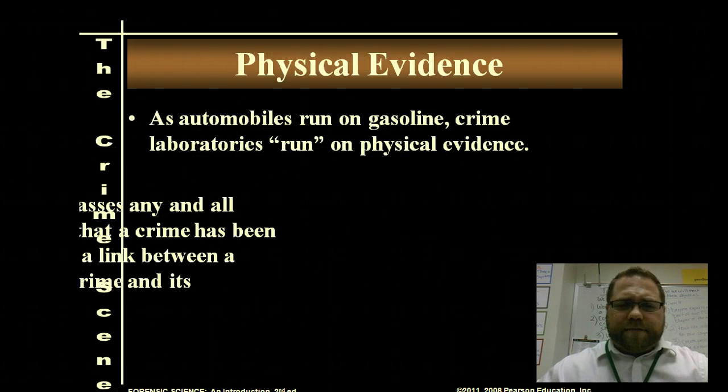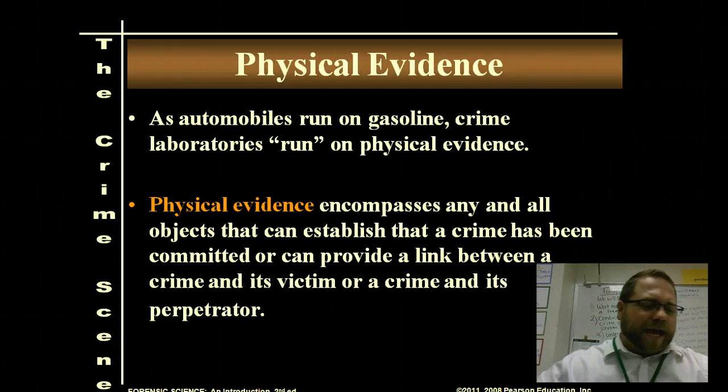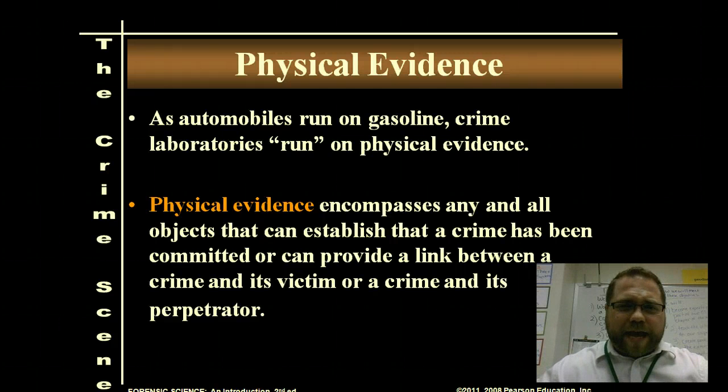Okay, so physical evidence. This was a little tag from our book there, but as automobiles run on gasoline, a crime lab runs on physical evidence. You have to have physical evidence to be able to really process physical evidence. And so physical evidence is, and you need to know this definition, any object that establishes that a crime has been committed and has a link between a victim and a perpetrator. Okay, that's physical evidence. And so you don't always know at a crime scene what is actually going to cause that link. So when you get to a crime scene, everything is physical evidence.